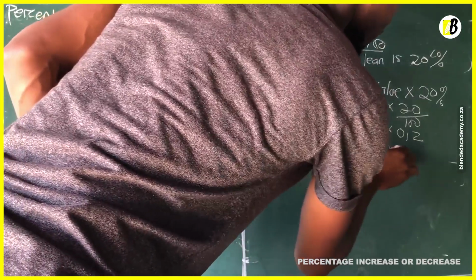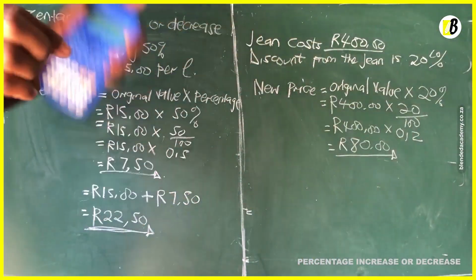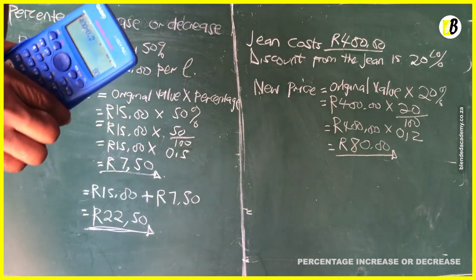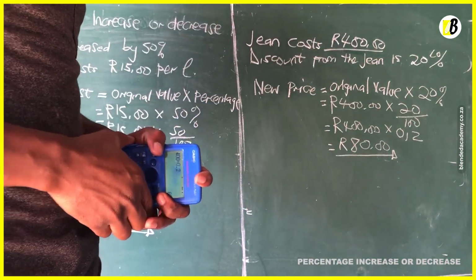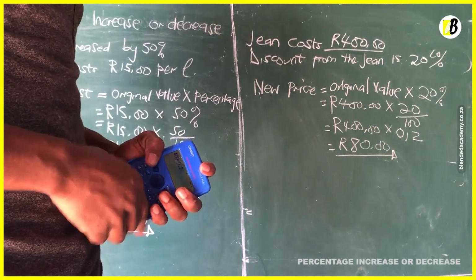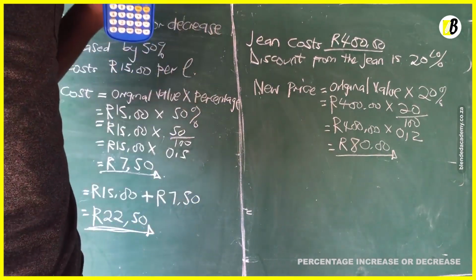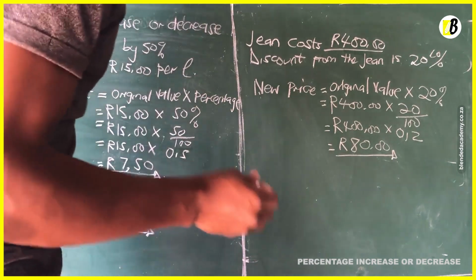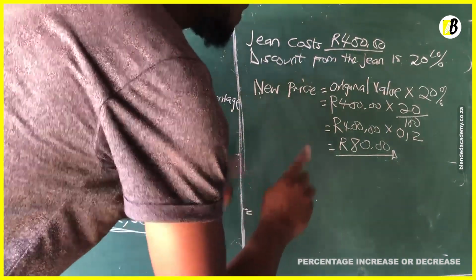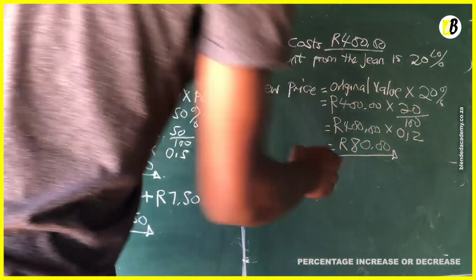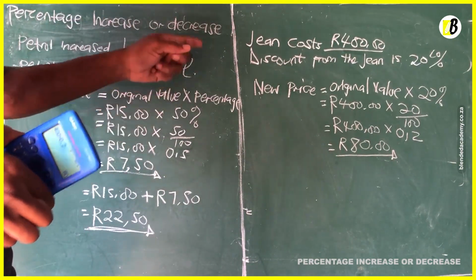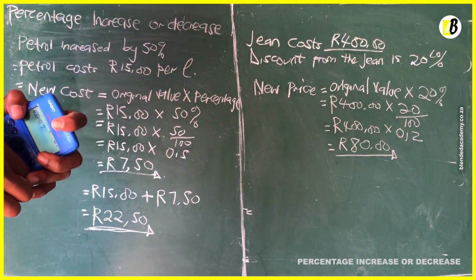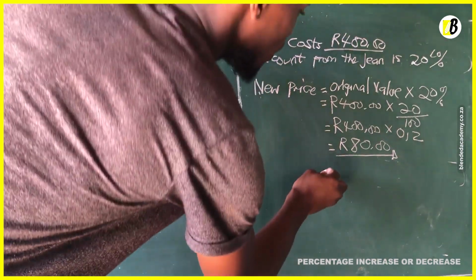So 80 rand. What is that 80 rand? 80 rand is the value that we have taken from that 20% out of 400, right? It's not the final answer. So let's go to the final answer now. The final answer requires you to find the new price of that jean if they have 20% discount. Let's see if we can work that out.